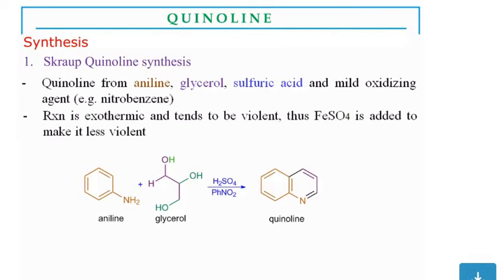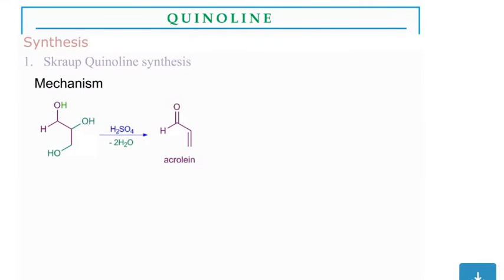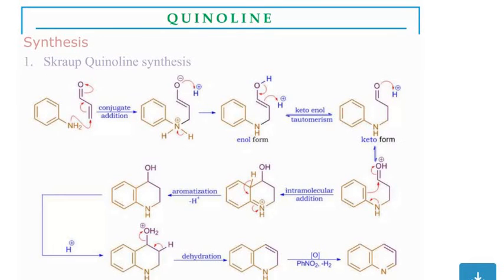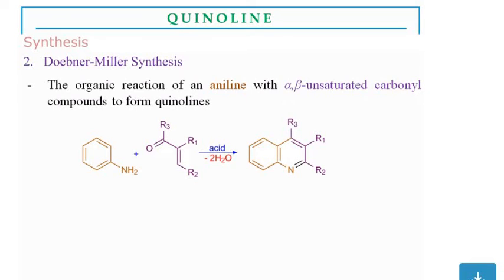Now Skraup quinoline synthesis, you can see glycerin and aniline in the presence of nitrobenzene in sulfuric acid. You will get the Skraup synthesis mechanism: formation of acrolein and, through many steps, you will get the quinoline. Doebner-Miller synthesis is the organic reaction of aniline with an alpha-beta unsaturated compound to form quinoline.